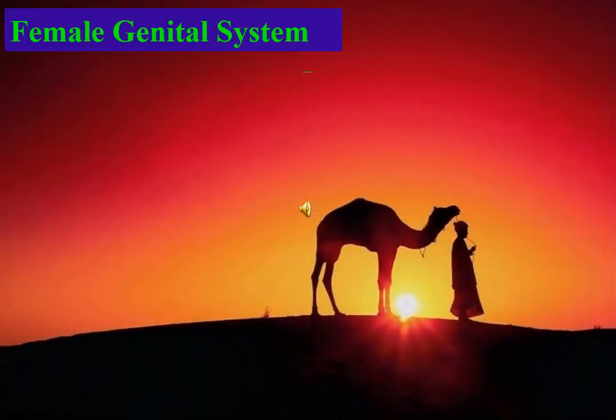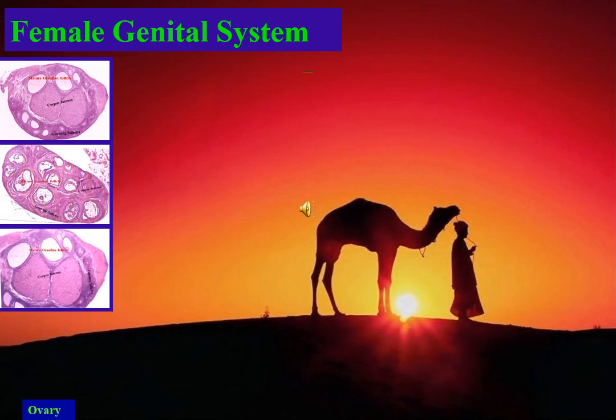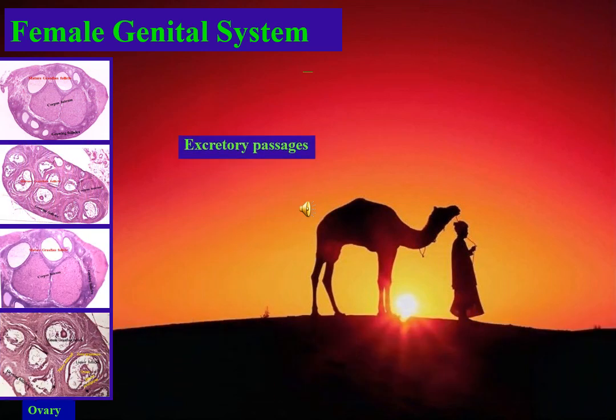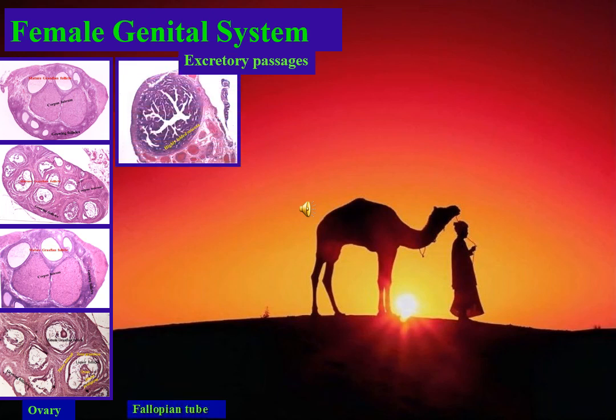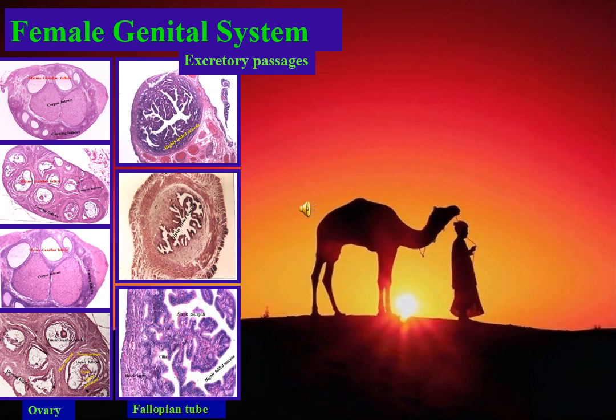Slides for examples of female genital system. Primary sex organ, the ovary, examined by naked eye and eyepiece and low power. Excretory passages, fallopian tube, examined by eyepiece and different low power magnifications. The uterus, in endometrial changes.